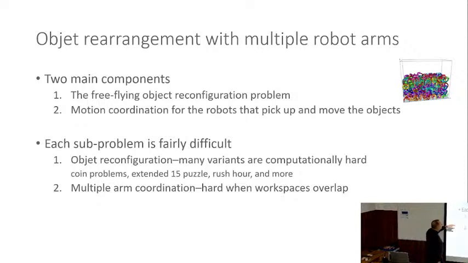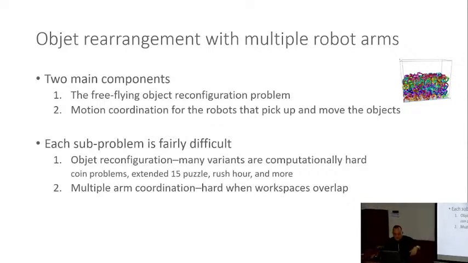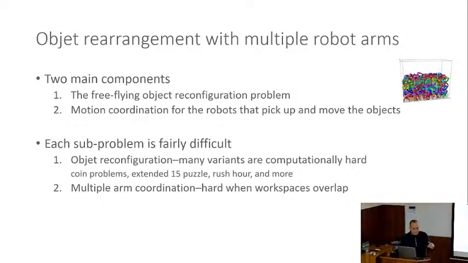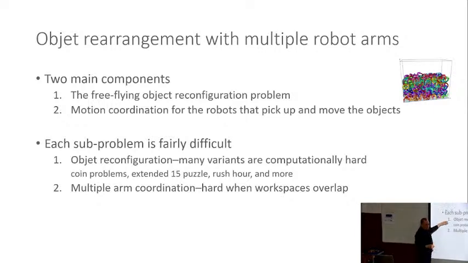The first one is very famous, studied in math, in computational geometry. It's called cone problems, extended 15 puzzle, rush hour. We contributed some of our own variants related to manufacturing where you want to minimize the workbench where you do these operations. Most of the questions are hard and require some approximation. But then also multiple robot arm coordination is a hard question.